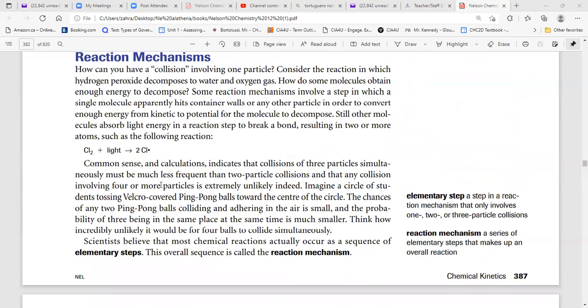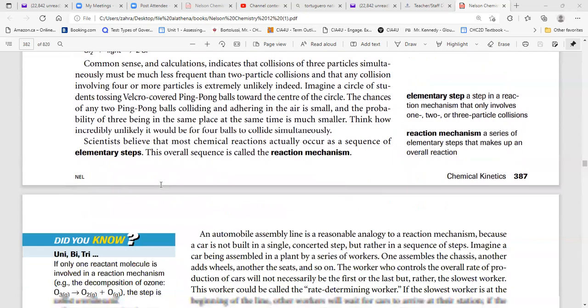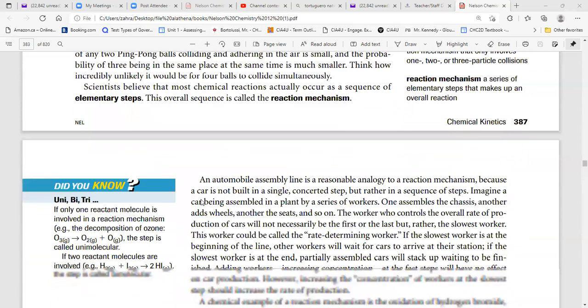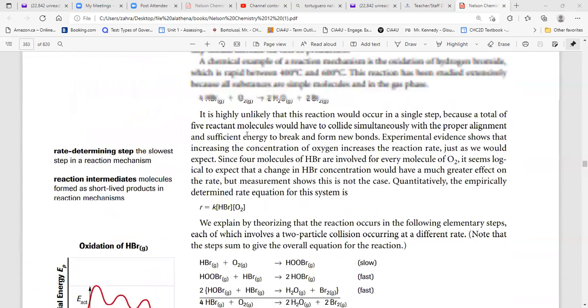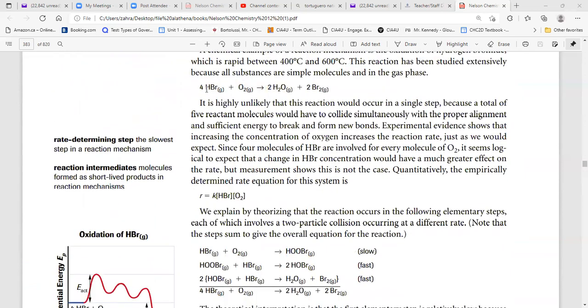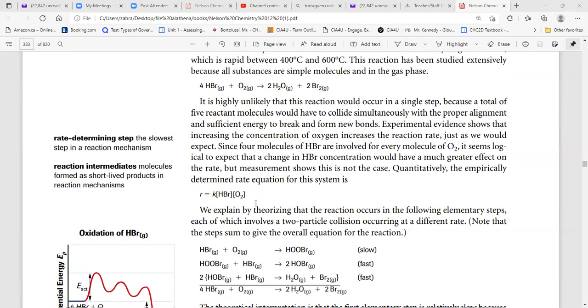Now, reaction mechanism. Some reactions do not happen in a single step. They could happen in multiple steps. For example, this one: HBr plus oxygen gives you 2H2O and 2Br2. Experimentally, the rate of reaction for that is k[HBr][O2]. We have HBr and O2, so it depends on those, and the power of each is 1.